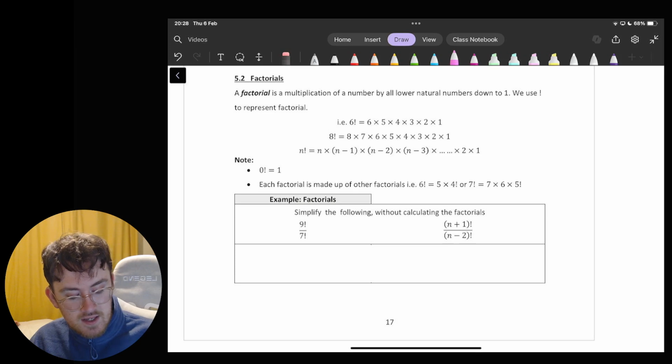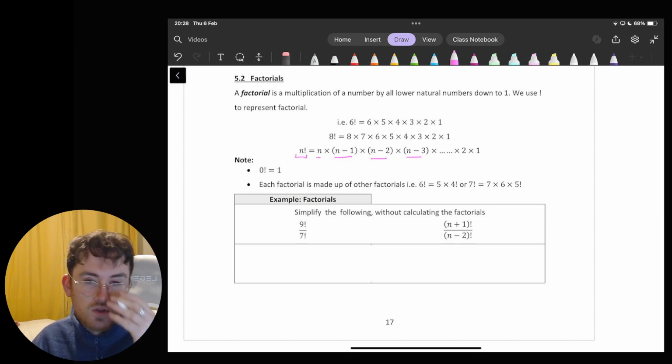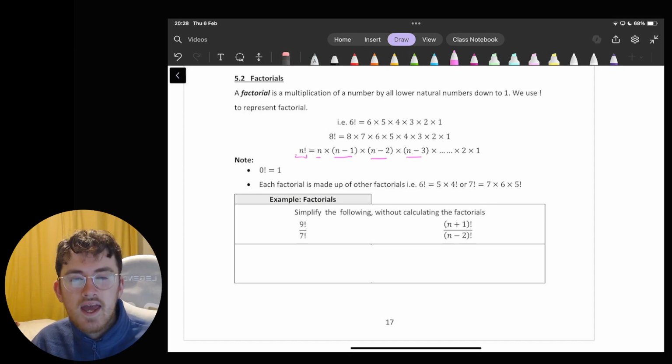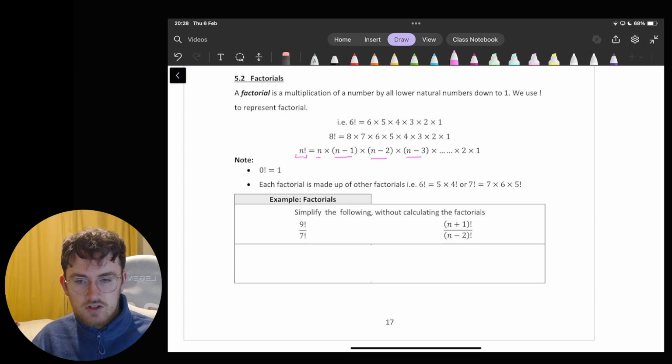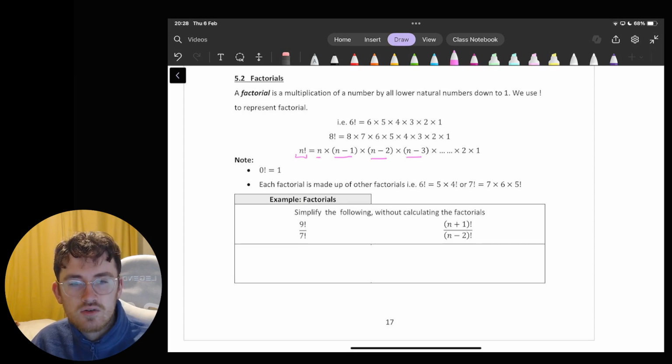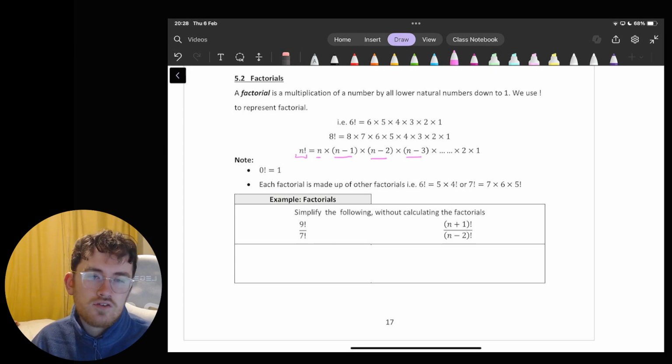Now where that can get a little bit more complicated is maybe when we're using a letter, a variable like n, but if I start at n, numbers below that are like n minus 1, n minus 2, n minus 3, and so on and so forth. Okay, the key notes here are the idea that 0 factorial is still just 1, and also that each factorial is made up of other factorials.